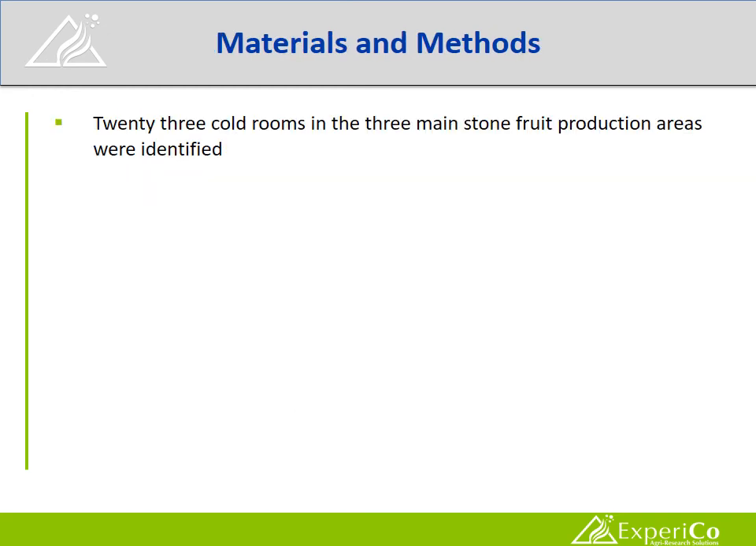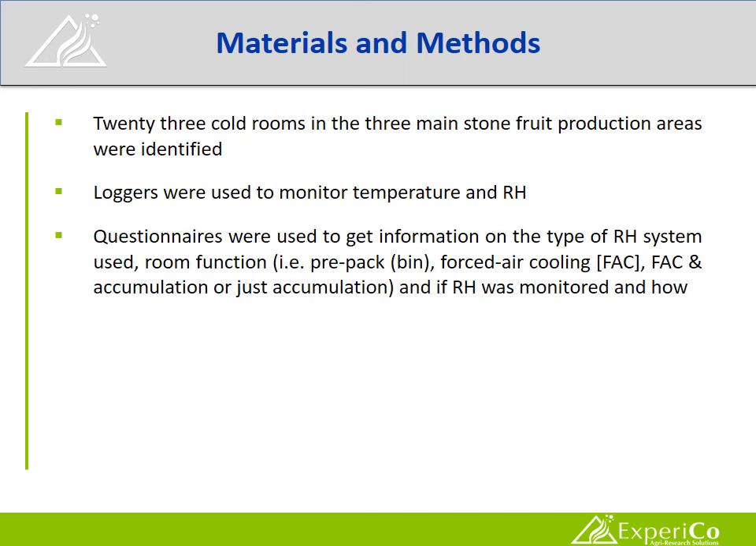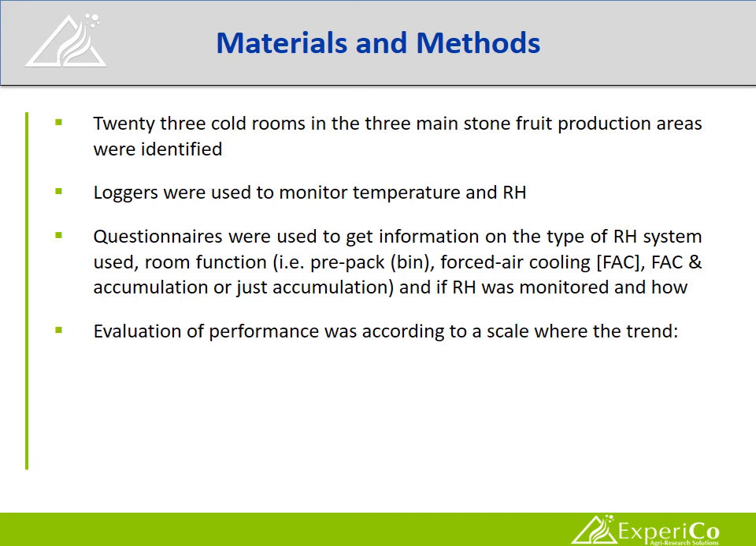23 cold rooms in the three main stone fruit production areas were identified. Loggers were used to monitor temperature and RH. Questionnaires were used to get information on the type of RH system used, the room function being either a pre-packed bin room, a forced air cooling room, a room used for both forced air cooling and accumulation, or just an accumulation room, and if RH was monitored and how.